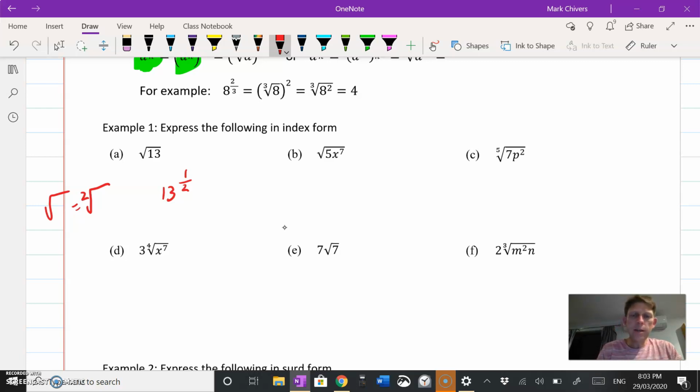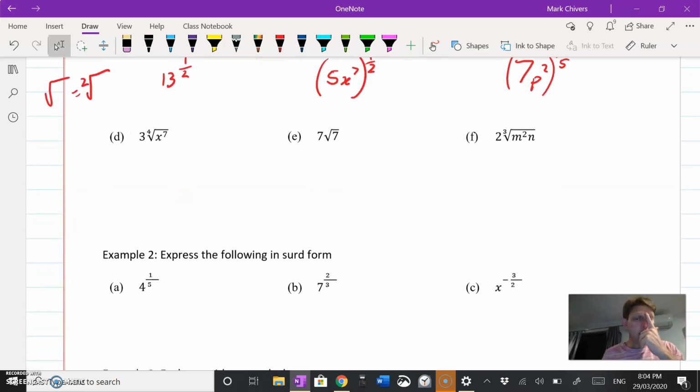Looking at the next one, I've got 5x to the power of 7, and all of that is under the surd, so all of that is to the value of a half. Not just the x to the power of 7, because the 5 is in the surd. Now in our next one, we've got another surd, but this time it's to the 5th power. So we still keep everything other than the surd in brackets, and this is going to be to the power of 1 over 5 because it's the 5th root.